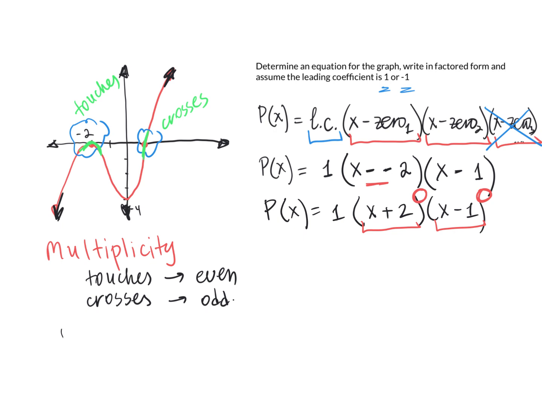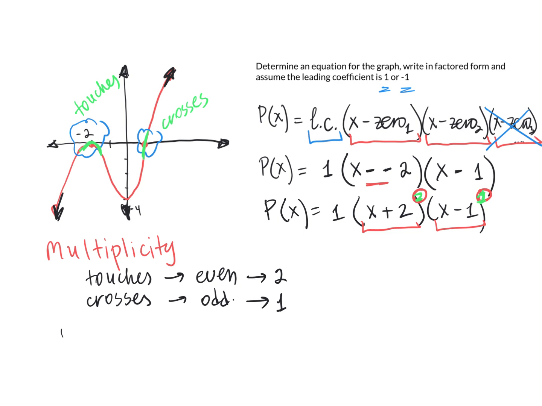So the smallest possible multiplicity that is even would be 2. The smallest possible number that is even is 2, and the smallest possible odd number here will be 1. So the multiplicity, or the exponent, that I will place in my little red circle for x plus 2, since it touches and it has to be even, the smallest one is 2, will be 2. And then for x minus 1, it crosses there, so I will be putting 1 there.